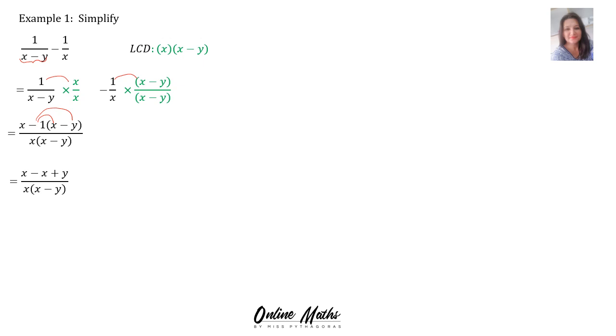And then you're going to say x minus x cancel each other out, and you're left with y over x times x minus y. And remember, you cannot cancel out those two y's.